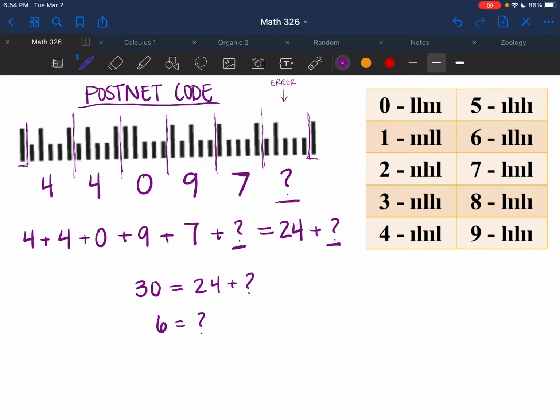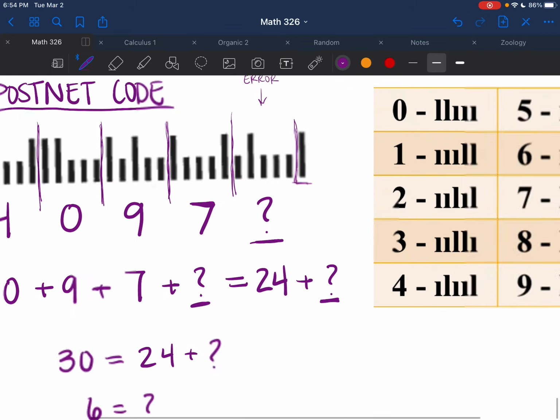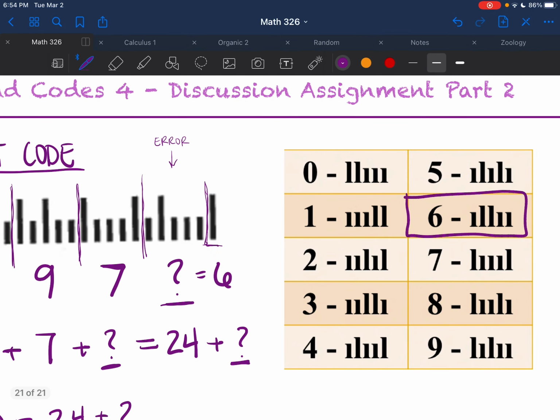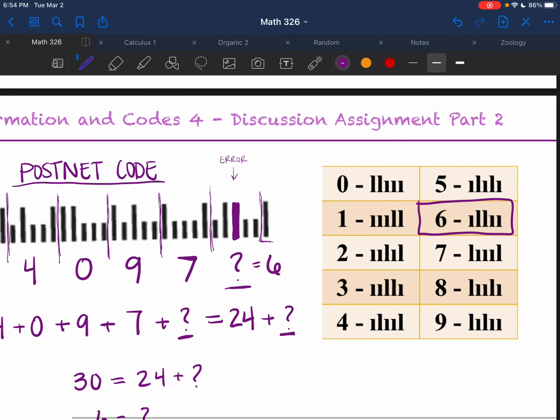postcode valid. So how would we correct this bar up here? Well, if we know our question mark equals 6, let's look at our chart. And we know 6 goes short, tall, tall, short, short. And so that further confirms that 6 is the right answer because it goes short, tall, and then this one is the error one, so this one would need to be tall. Short, short. So we only had to change one bar, so that helps us confirm that our answer was right because we didn't have to change all sorts of things. It was just one error.